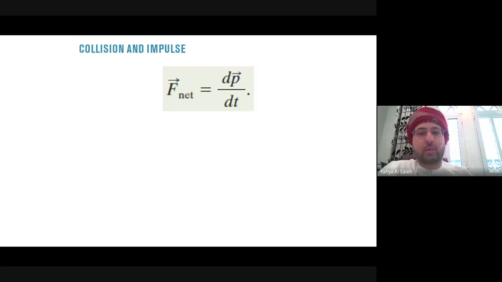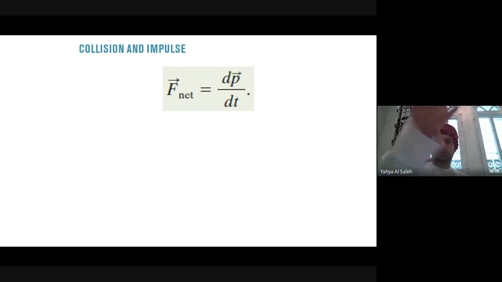Now, take a look at this equation, F net equals dp by dt, and try to think for 30 seconds, why do they always bring it back slowly rather than just stop it right there and right then?